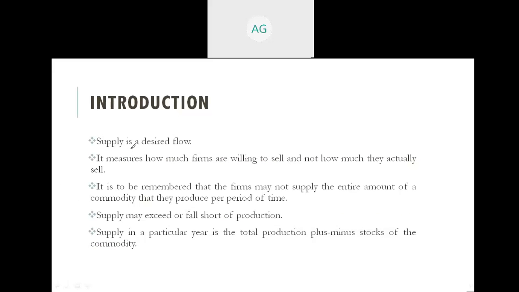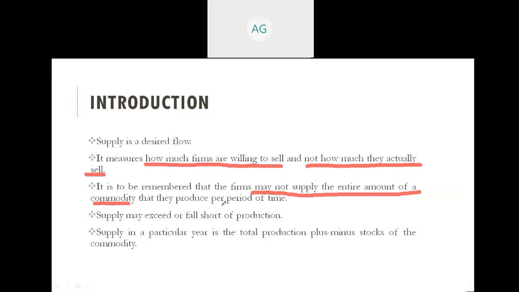Now supply is a desired flow, and it measures how much firms are willing to sell and not how much they actually sell. So it basically measures how much the firm is willing to sell and not how much they actually sell. It is to be remembered that the firm may not supply the entire amount of a commodity that they produce per period of time.